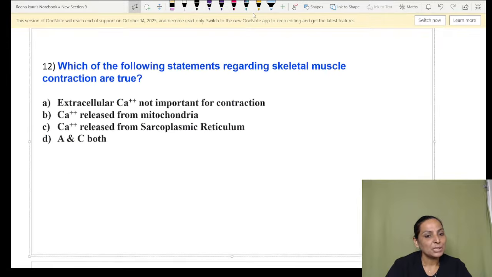Now, which of the following statements are true regarding skeletal muscle contraction?